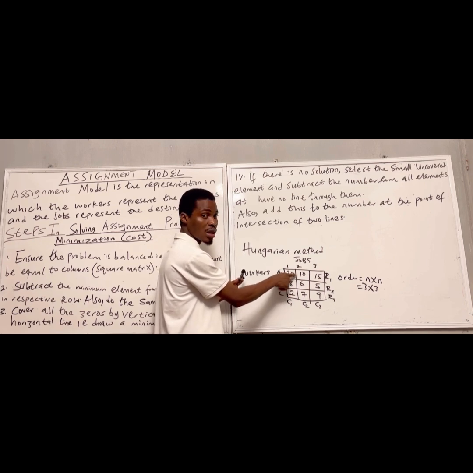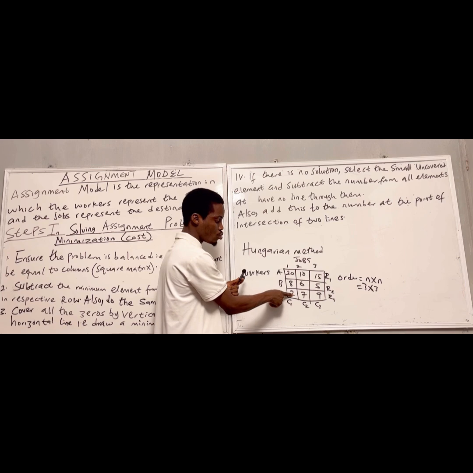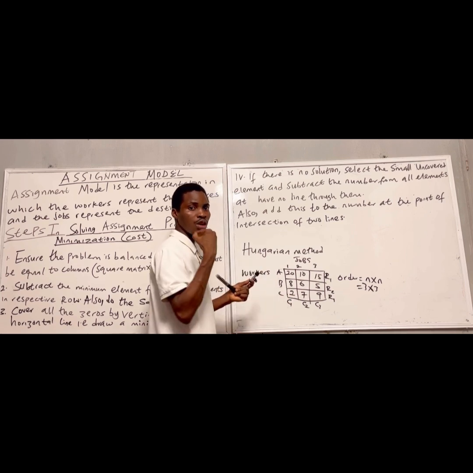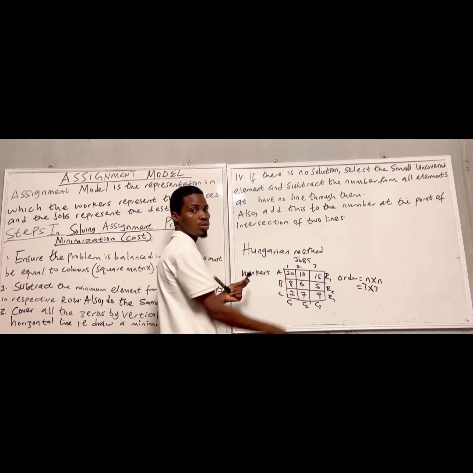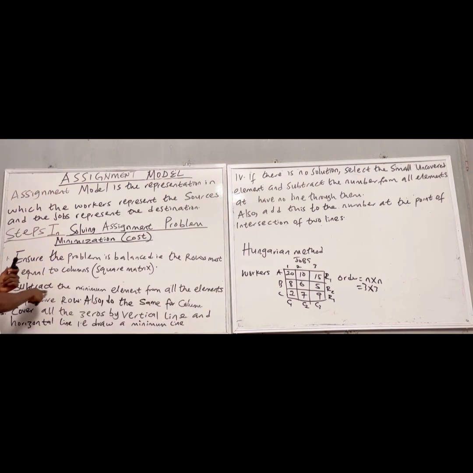So we have such as 20 minus 2, 8 minus 2, 2 minus 2. In doing this, it means what? You are reducing the numbers of the column. So you are subtracting the minimum element from all the elements in the respective row. Also do the same for column.